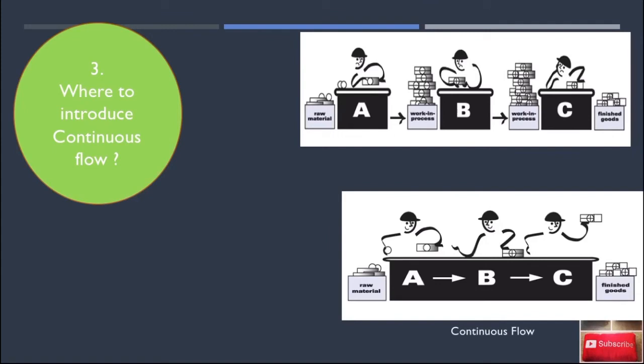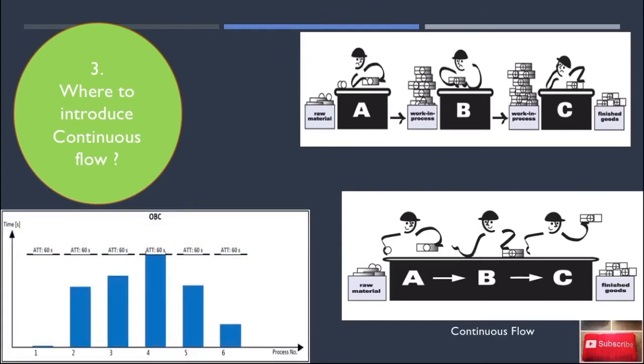When you go to the next picture, you can see A, B, C are combined and there is no inventory in between the processes, because the raw material is processed one product at a time, creating a finished good inventory only. This is a continuous process, and we want you to develop this kind of continuous process to make our production very fast.